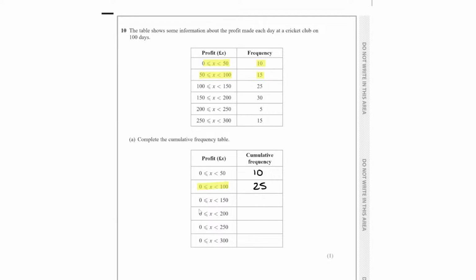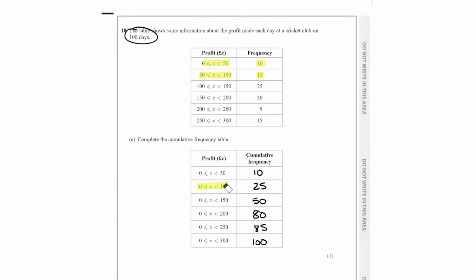And then the next one down is 0 to 150. So see how that would include the first 3 rows. So I need to add another 25. So that's 50. Then I need to add 30, which is 80. And just add every time another row. Really, really easy. 85 and then 100. So your final row should technically total, if they've given it to you in the question, the total number. So they said 100 there, we've also got 100, so I know that I've done the calculations correctly.